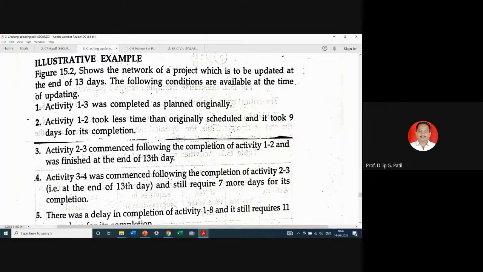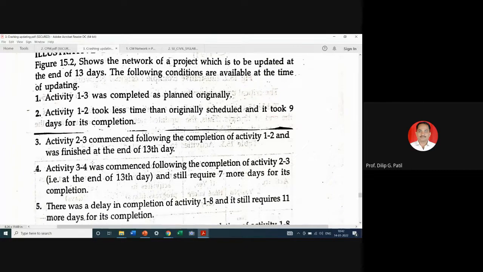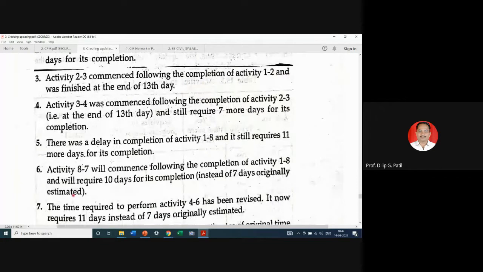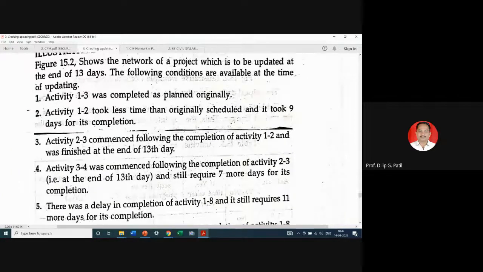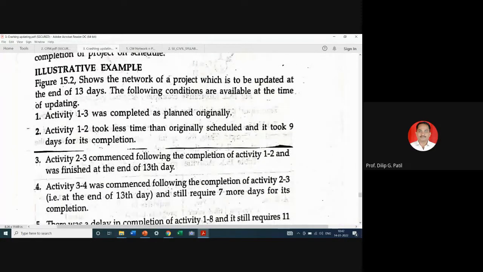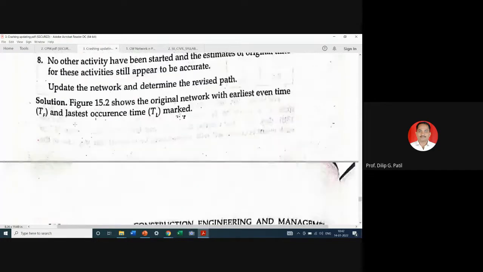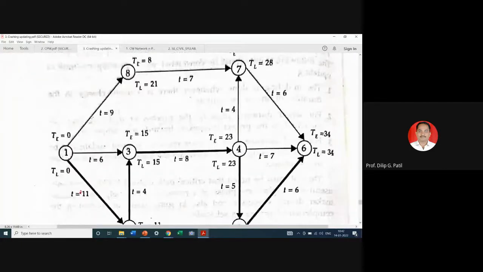The following conditions are available at the time of updating. So you can see they have already given the diagram, but you can also draw the project network by considering these conditions, or we can go through the conditions given and their status. Or we will see the diagram directly to save our time. So figure 15.2 is here.